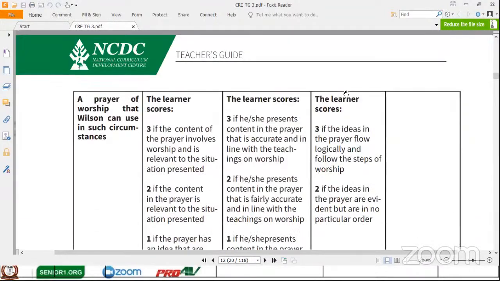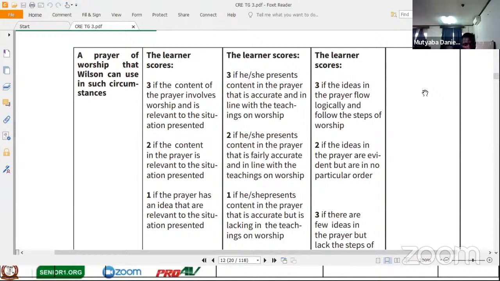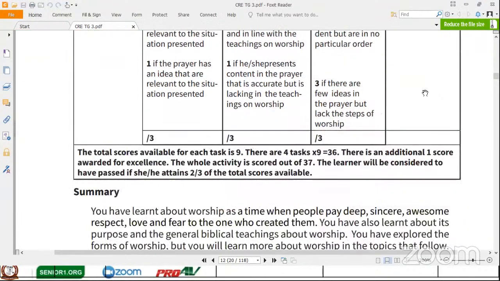And then when it comes to the prayer, they also looked at how the prayer flows, whether the prayer is relevant. And here, the content of the prayer is accurate with the teachings on worship. And also, you see in prayer, they normally say teaching in worship. For example, in CRE, you have to pray maybe through Jesus Christ. You have to end like that. So you have to look at some of these things.